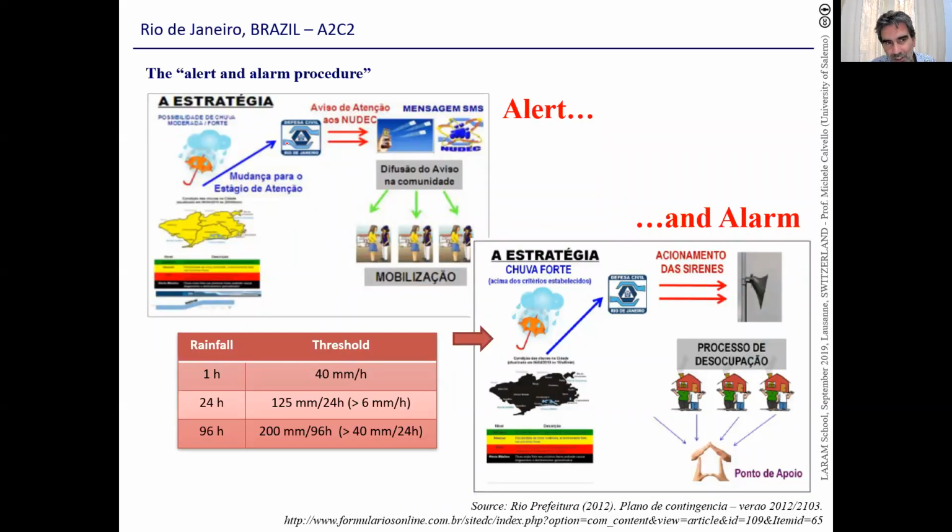What is the strategy of alert, alarm, how it is called? It's called alert and alarm procedure in English, of course, the translation from Portuguese. Rainfall, 1 hour, 24, 96, like for the system that we saw before, different thresholds though. So here it's a yes or no. It's not a yellow, red, and black. So a yes or no that is based on these thresholds that you see here, 40 millimeters of rain in 1 hour, or 125 in 24 hours, or 200.